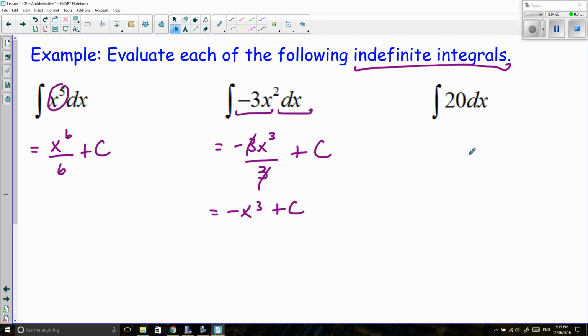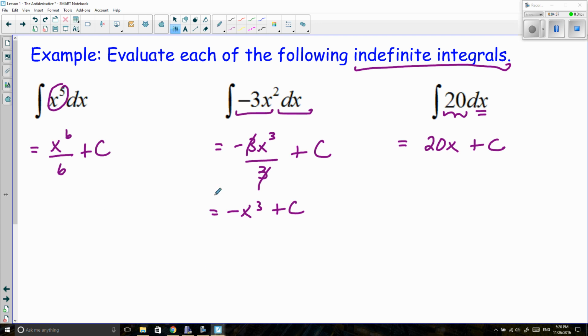So that one's done. Now, 20 is a constant. When we take the integral of a constant, we get 20, and you check to see what we're integrating with respect to. So we're integrating with respect to x, so we get 20 times x plus c.